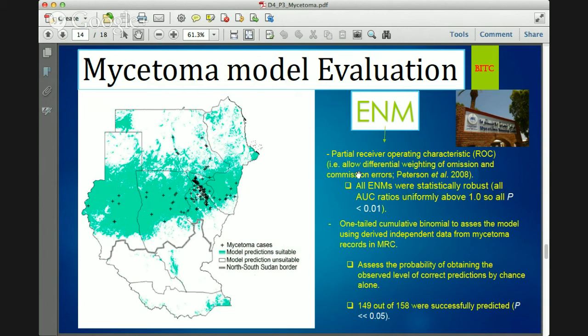2008. From the analysis of partial receiver operating characteristics, we found all ecological niche models were statistically robust, with p-value less than 0.1.